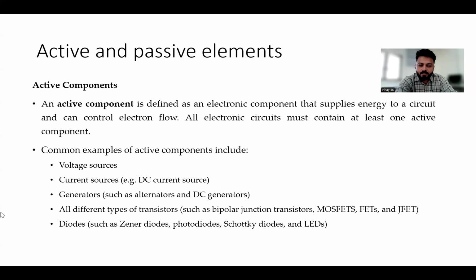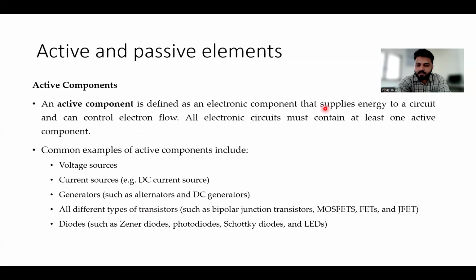Therefore, you can see here the common examples of active components include voltage sources, either AC or DC, current sources, generators, as well as all different types of transistors, such as BJT, MOSFETs, FETs, and JFET, and all the diodes also, which come under active components. That includes Zener diodes, photodiodes, Schottky diodes and LEDs. These all come under active components.